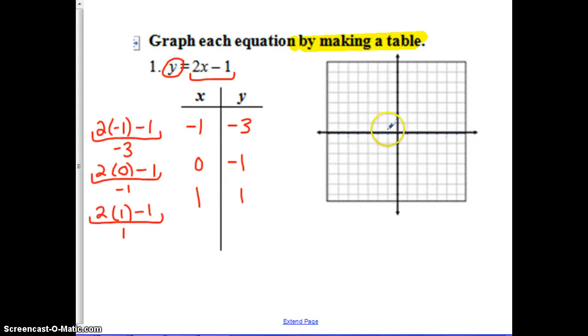So over -1 and down -3, point right here. Over 0 and down -1, point right here. And over 1 and up 1, point right here. And you'll go ahead and draw your line in. And we just graphed by making a table.